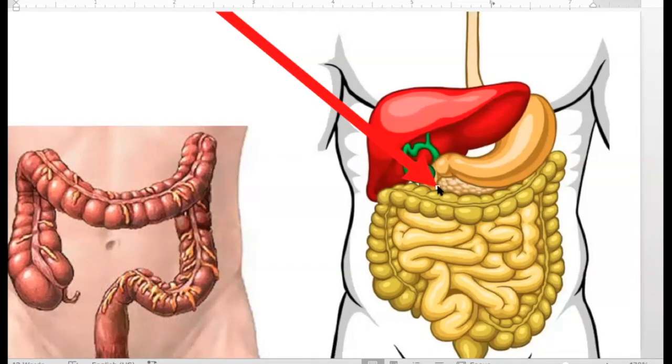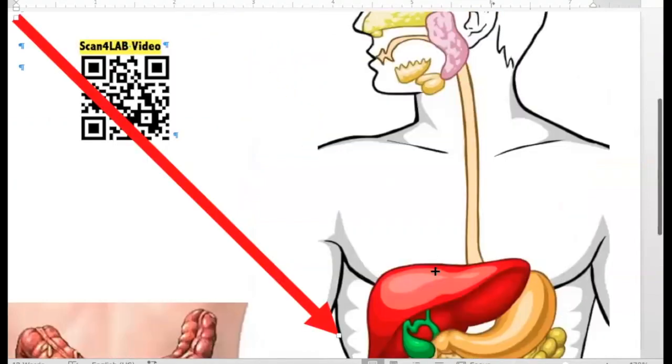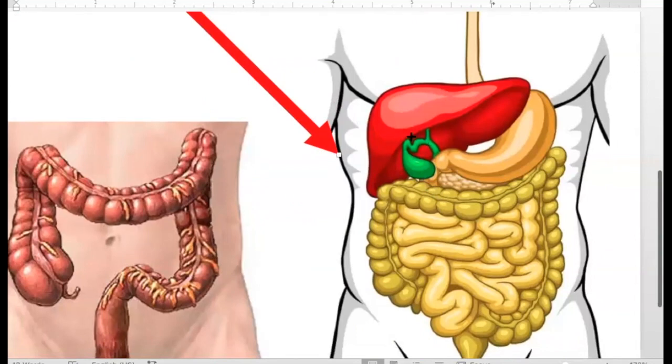Then there is one structure that I need you to add to the list that I forgot, and that's the green structure. Gallbladder. I need you to put that on your list. I changed it in the term lists that are still online, but if you already printed it out or downloaded it, you have that one missing.